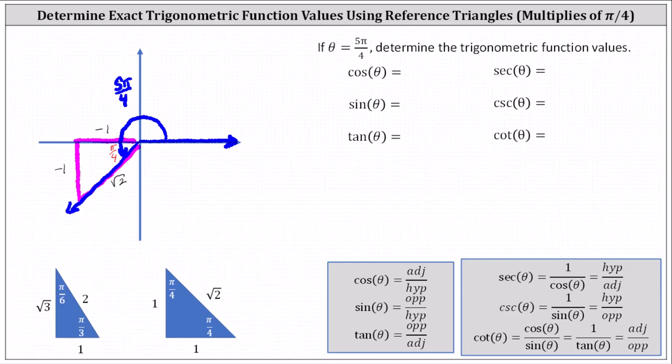Cosine 5 pi divided by 4 equals the ratio of the adjacent side to the hypotenuse, which is -1 divided by square root 2. We will rationalize the denominator in just a moment. Sine 5 pi divided by 4 equals the ratio of the opposite side to the hypotenuse, which is also -1 divided by square root 2. And now let's go ahead and rationalize the denominator. To do this, we multiply the numerator and denominator by the square root of 2. Multiplying, we have negative square root 2 divided by 2. These are the sine and cosine function values we would find on the unit circle.